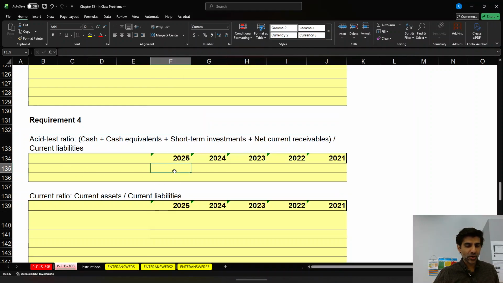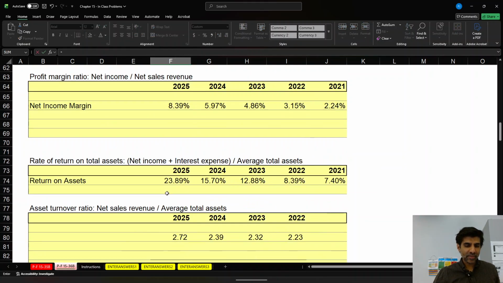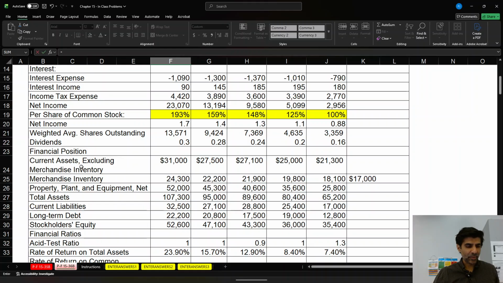So the acid test ratio is cash plus cash equivalents plus short-term investments plus current receivables. Essentially, this is everything except for inventory in this case. It's the most liquid current assets divided by the current liabilities. They've made it quite easy because they have this line item that says current assets excluding inventory. So all I have to do is take this divided by my current liabilities.